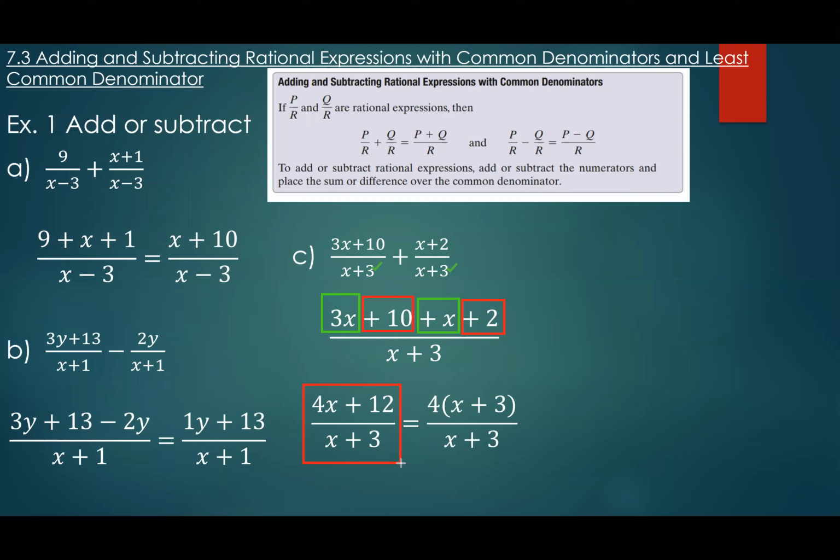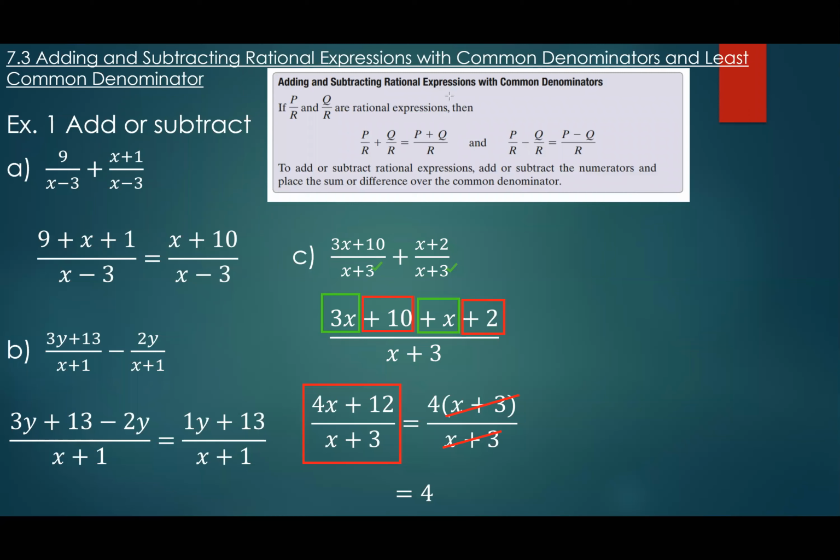And again, x plus 3 on top and x plus 3 on the bottom. I can cancel them out. So my answer here is just 4, right? Because everything is the same on top as on the bottom, I can cancel this out. And if I cancel out, my answer is just 4, okay? So this is the idea, or this is our objective for 7.3 and 7.4.